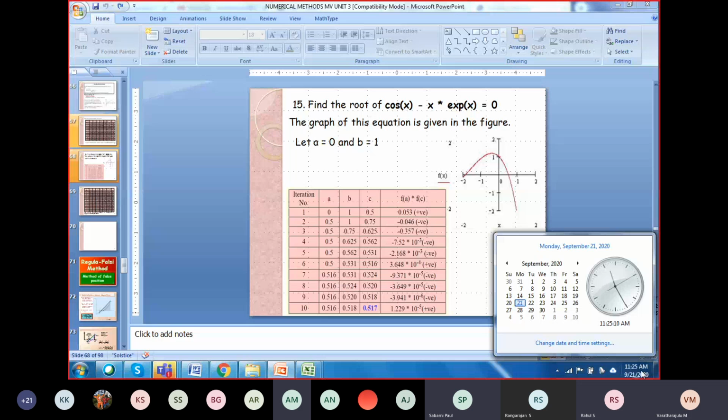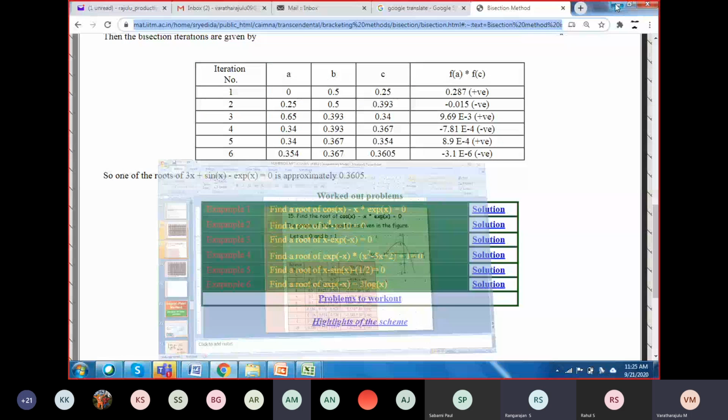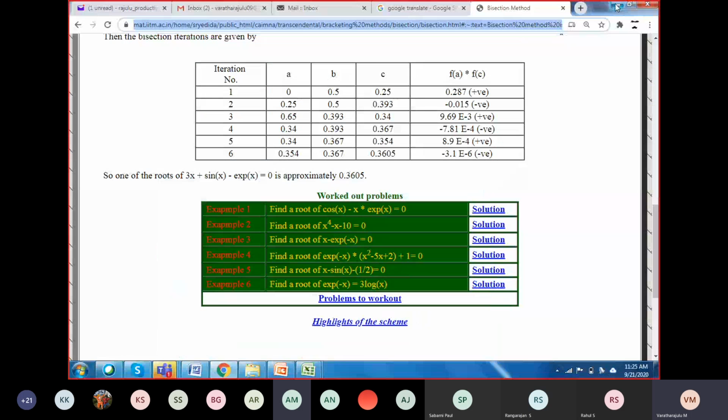Once Sai Ganesh circulates the material, you'll have a very good idea about the bisection method. Tomorrow in class we'll see the regula falsi method and how problems can be solved using it. Thank you. If you don't have any doubts, then we'll wind up.